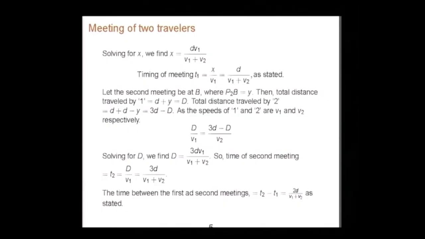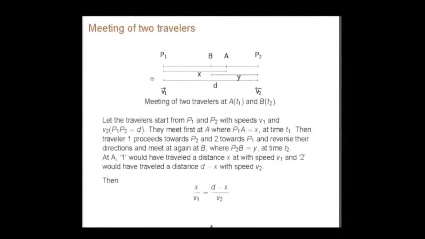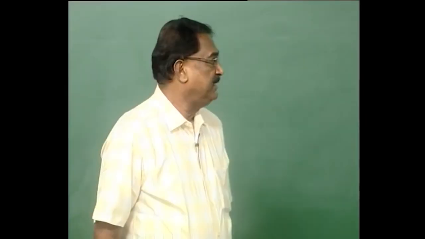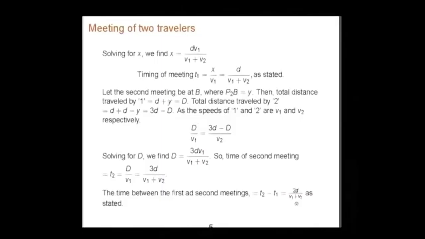And the second meeting is at B, where this fellow will proceed toward it and come back. Similarly, he will also proceed and come back. So we can work out all these things. The second meeting will be at 3d divided by v1 plus v2 from the beginning. So that will be the time of meeting. The time between the first and second meetings will be 2d by v1 plus v2. So that is a simple result.